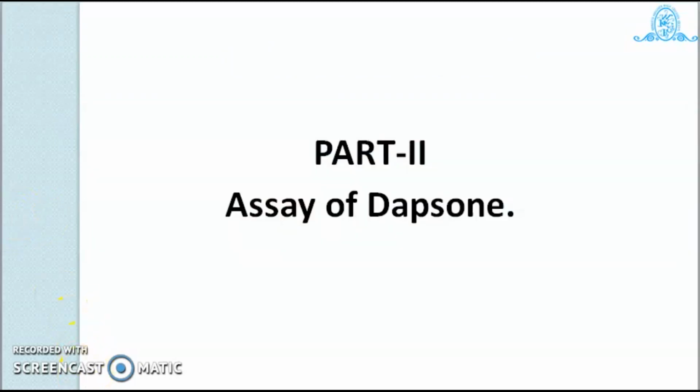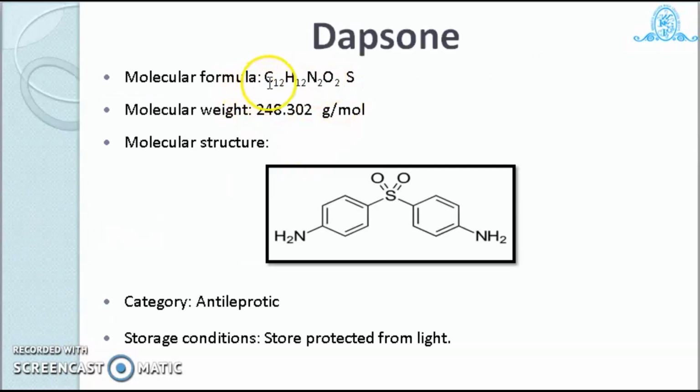Students, let us see the second part, that is the assay of Dapsone. The molecular formula of Dapsone is C12H12N2O2S. The molecular weight of Dapsone is 248.302 gram per mole. You can observe the molecular structure of Dapsone. The category of Dapsone is antileprotic, and the storage condition is to store protected from light.